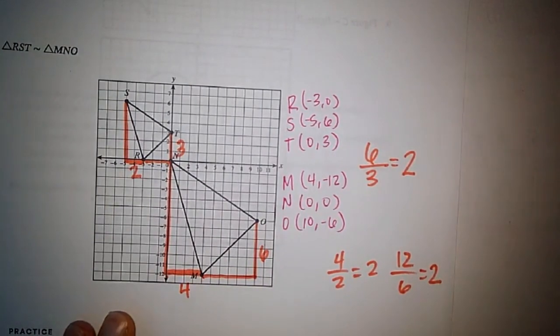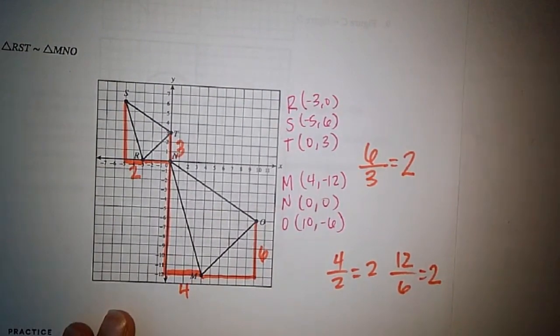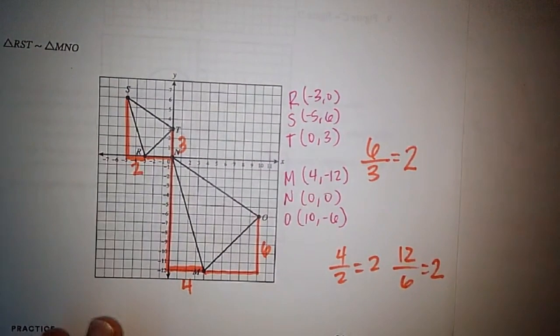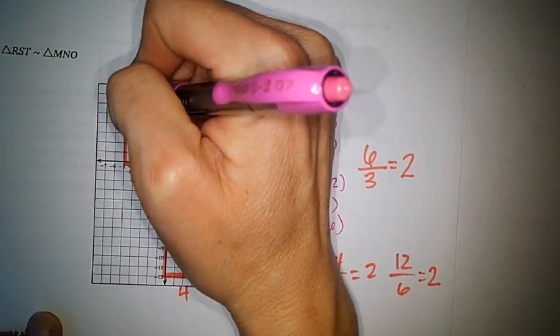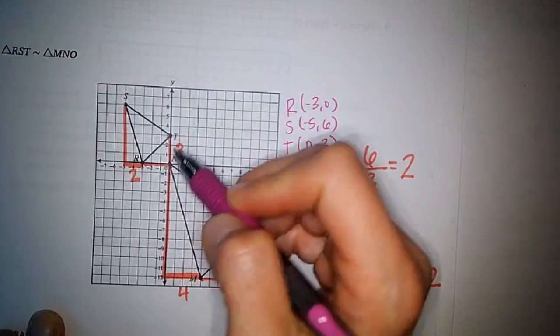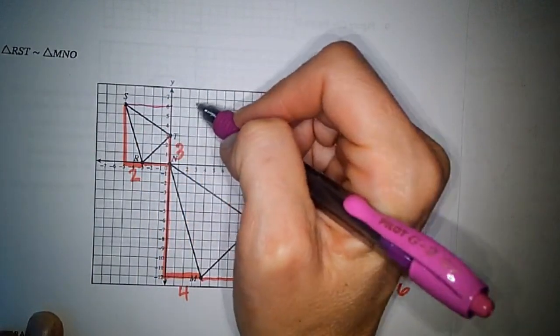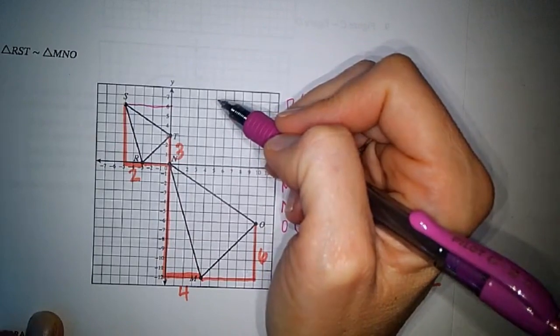Okay, now that we know the dilation, we dilated it, it got bigger. Now we need to figure out the translation. Can I show y'all a way to do it? Okay, ready? So if we're going from S to N, how many units right are we moving? 5 units right. And how many units down? 6.